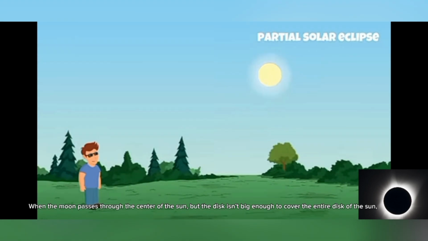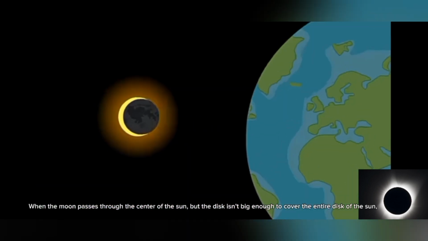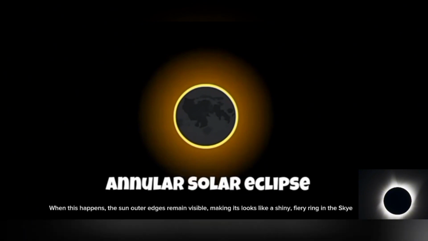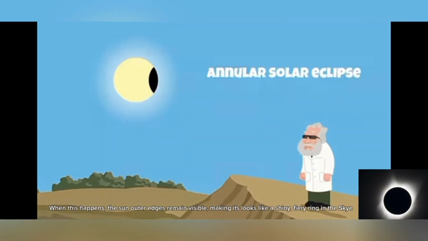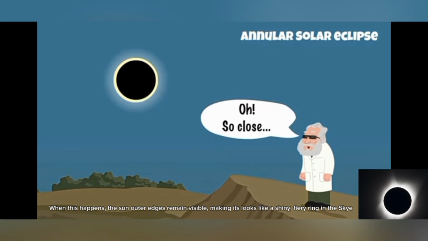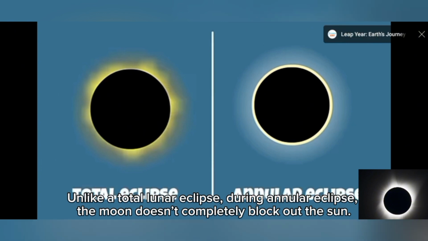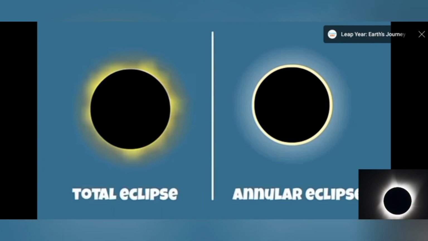When the moon passes through the center of the sun, but its disk isn't big enough to cover the entire disk of the sun, then an annular solar eclipse occurs. When this happens, the sun's outer edges remain visible, making it look like a ring of fire. During an annular eclipse, the moon doesn't completely block out the sun.